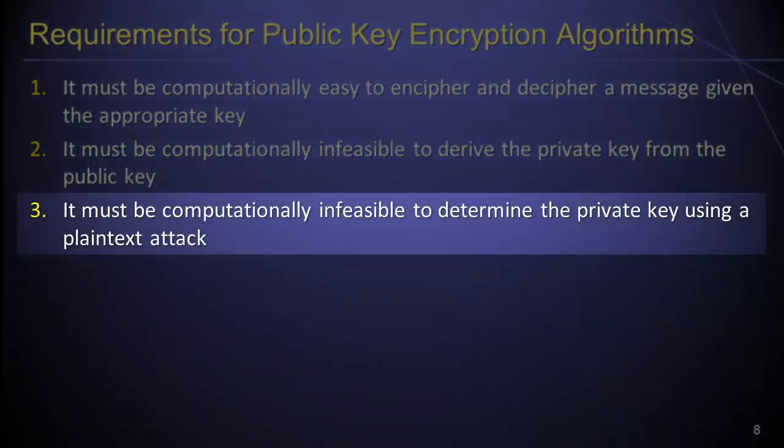The third major requirement for public key encryption algorithms is that it must be computationally infeasible to determine the private key using a plain text attack. Since unknown and potentially untrustworthy parties will commonly have access to both the plain text version of a message and a ciphertext version of a message that has been enciphered using the private key, it must be so computationally time-consuming for the unknown party to recover the private key through a plain text attack that there would be essentially no value in attempting such an attack.